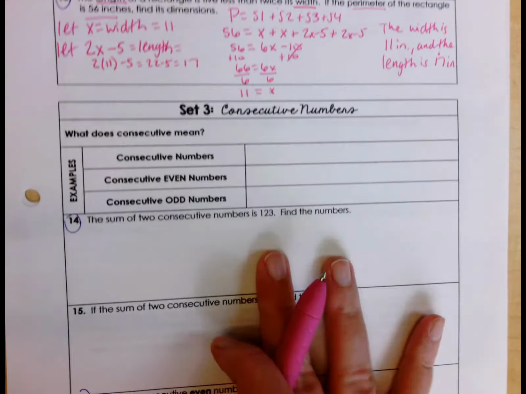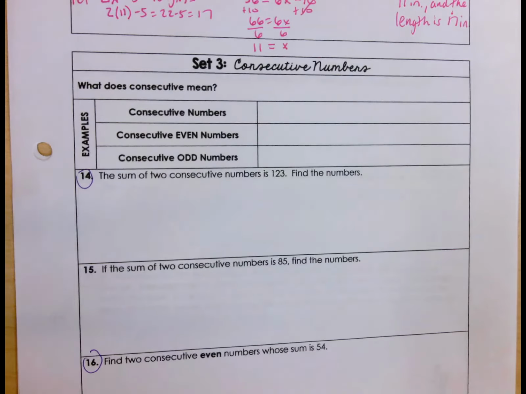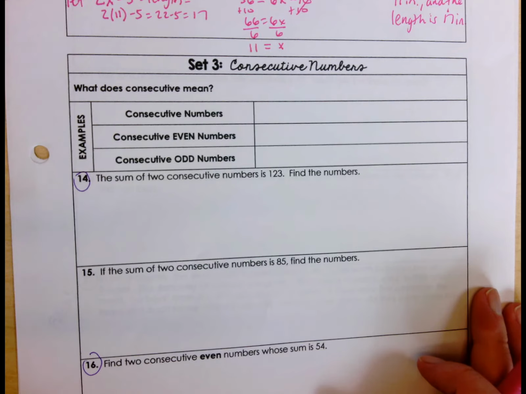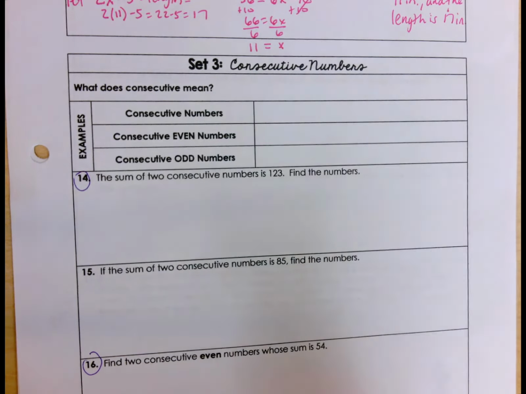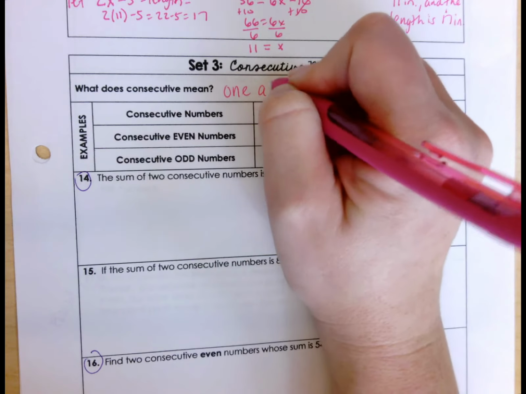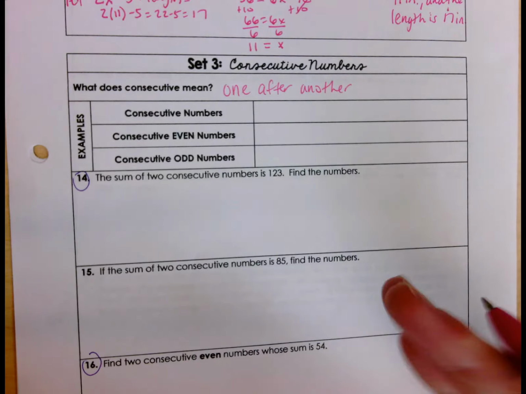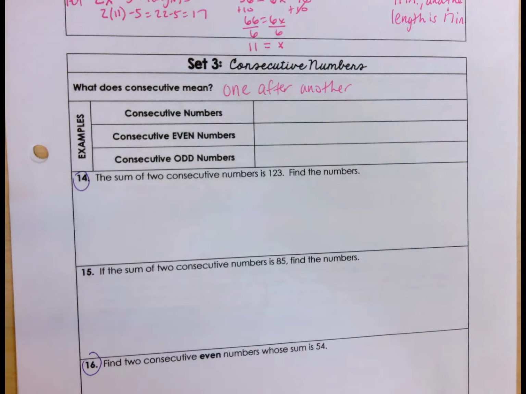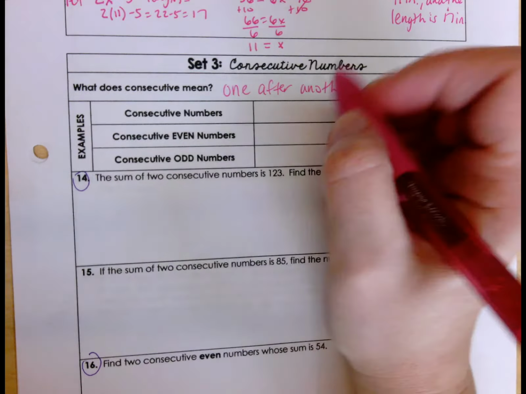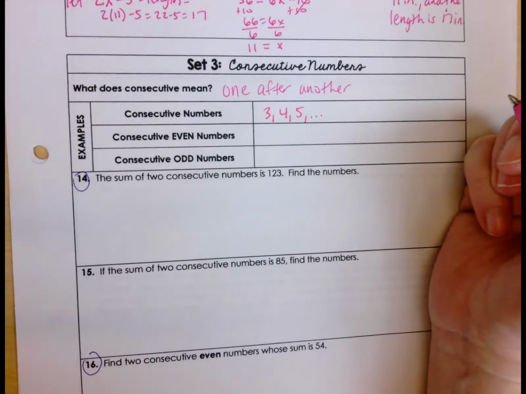Now, we're going to start a new section today. This is called consecutive numbers. So in order to answer this, we have to know what the word consecutive means. A consecutive number is a number that comes one after the other. So consecutive means one after another. Okay, consecutive numbers: 2, 3, 4, 5. Those are all consecutive numbers. They come one after another. All right, so for example, 3, 4, 5, and so on, those are consecutive numbers.